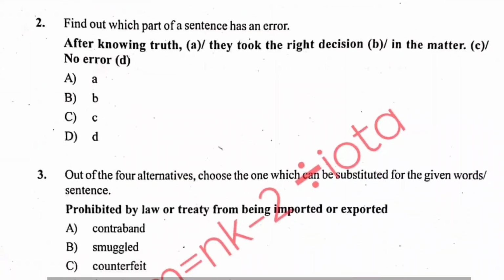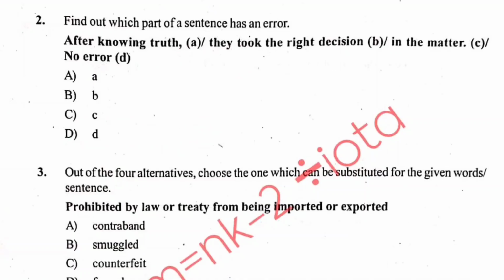Next question is, we have to find out the error in the sentence which is being given here. So we have "after knowing truth". So here it should be "after knowing the truth". I guess the first one has the mistake, so the correct option should be A option, because truth is an abstract noun and we add "the" to the abstract noun.